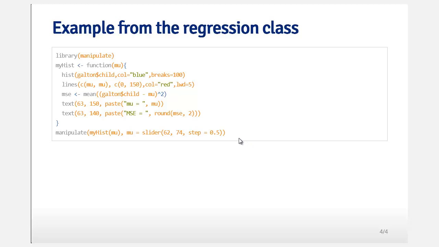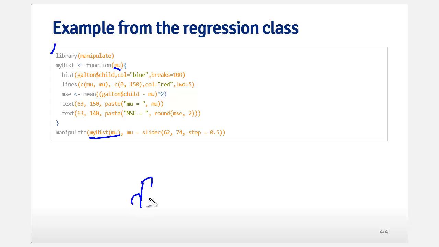So here's an example of some code that I used from a different class. You do library manipulate. I like to create a new plotting function so that it's only one function. So when I say my hist, I don't have a bunch of commands in my manipulate statement. So here's my hist for my histogram function. It only depends on this.